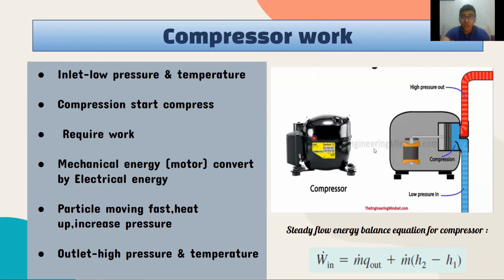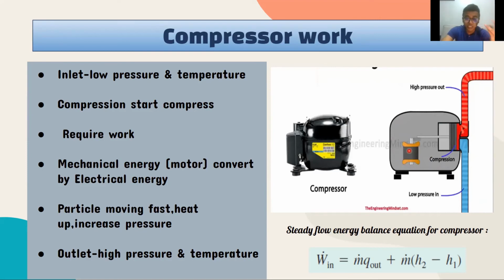At the inlet, we have a low pressure and low temperature vapor refrigerant. Looking at the figure we have here, the compressor will start to compress the refrigerant. We know it will require work. To apply the force, the work comes from mechanical energy, which is applied by a motor. We have a motor here, and the mechanical energy is converted from electrical energy that's supplied by the power supply or electrical sources.